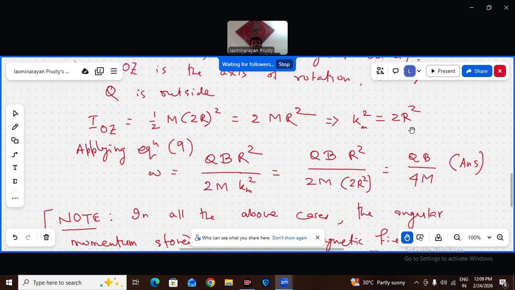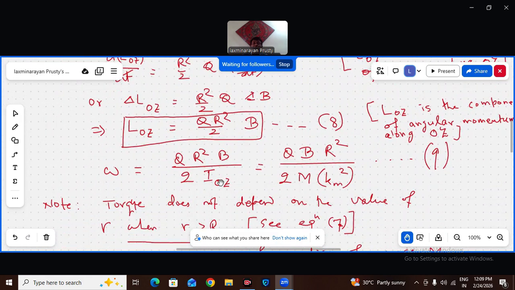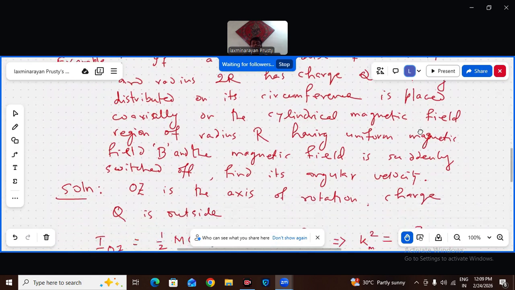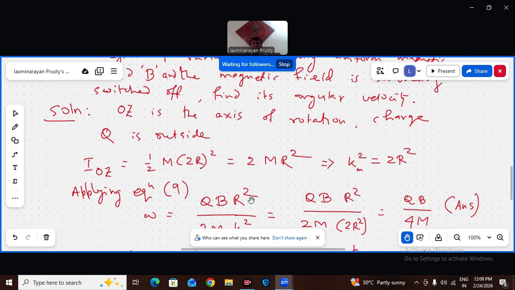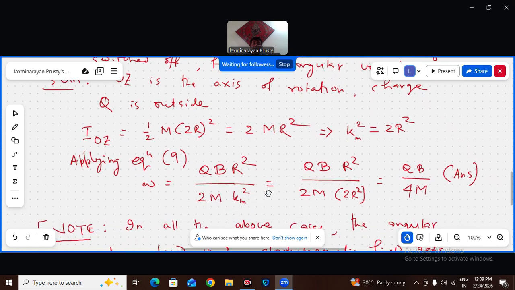Applying equation 9, the equation 9 that we have written for omega, straight away apply. Omega is q B r square by 2m k_m square. So q B r square by 2m into 2r square. k_m square is 2r square. So q B by 4m. But simple answer.